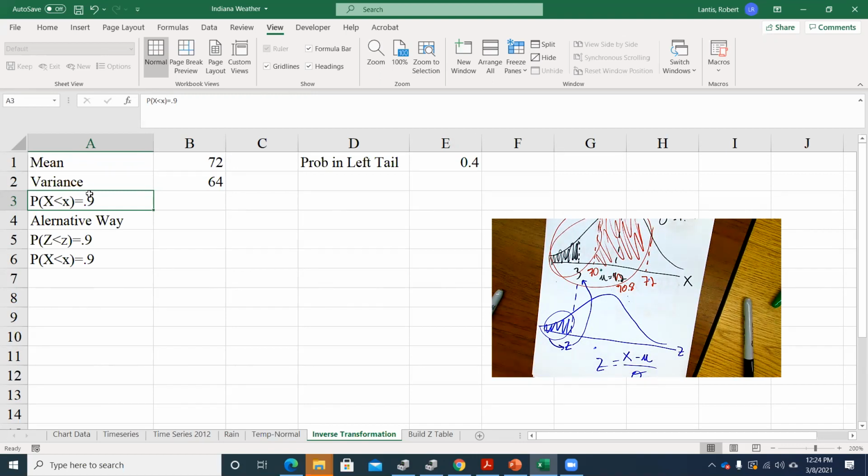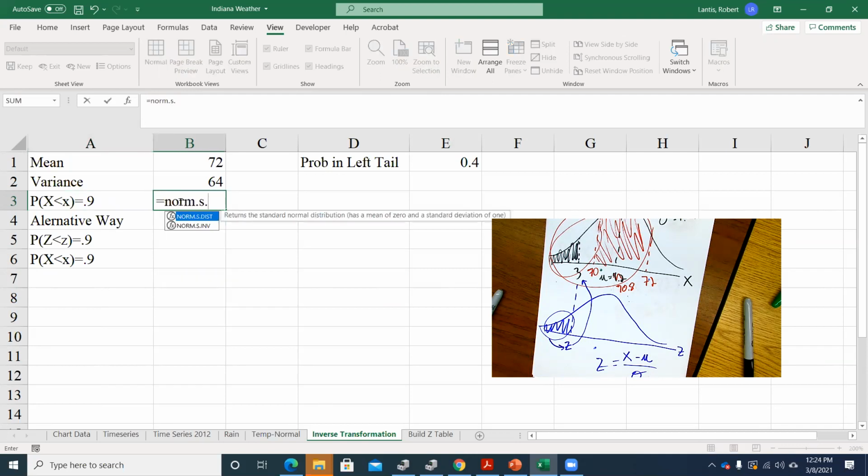So I know the area to the left is 0.9. What I can do is use norm.inv first here. I first tell it what area I want in that lower left tail. Here, I want the cutoff for the top 10%, which would mean the area to the left of it is 0.9. We then put a comma, tell it the mean, comma, tell it the standard deviation.